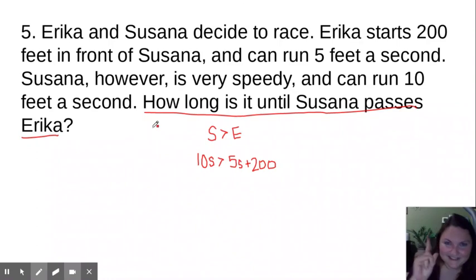So here's my second part. I said I was breaking this problem into two parts. We've got our inequality now. Now go ahead and try answering this question. How long is it until Susanna passes Erica? And go.